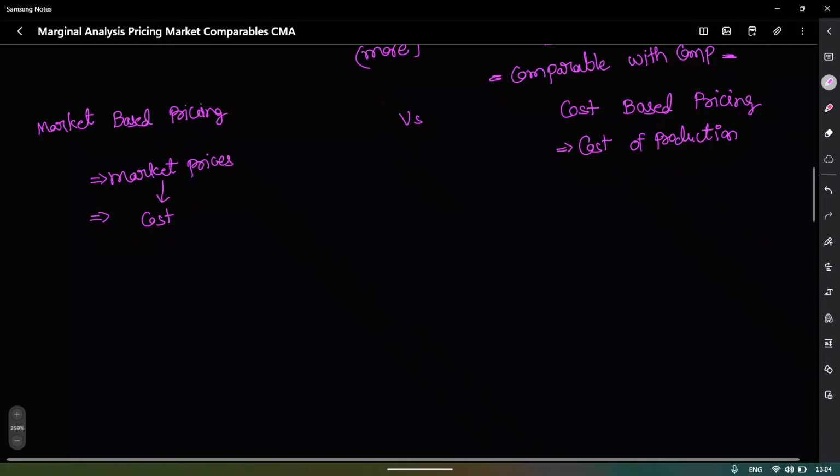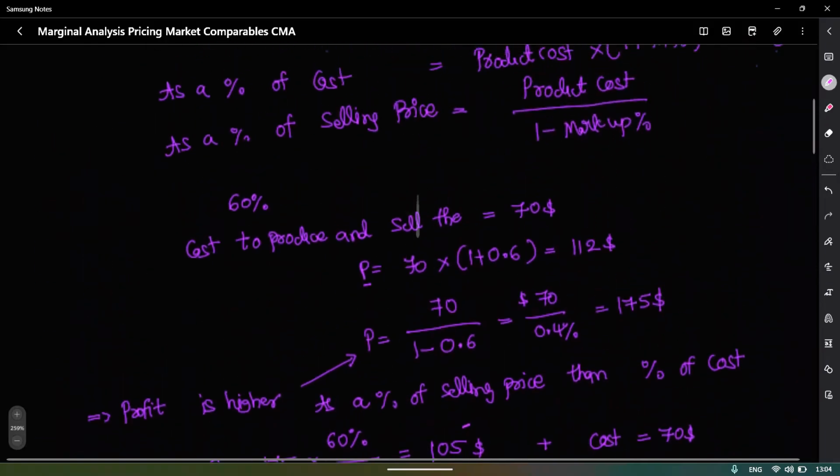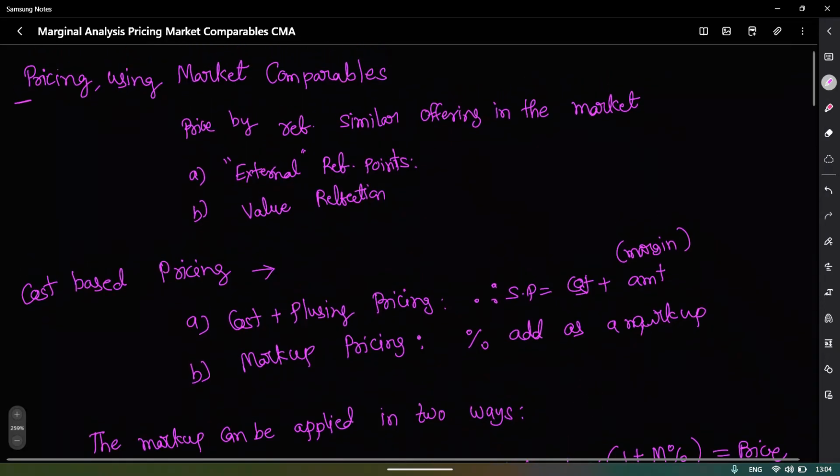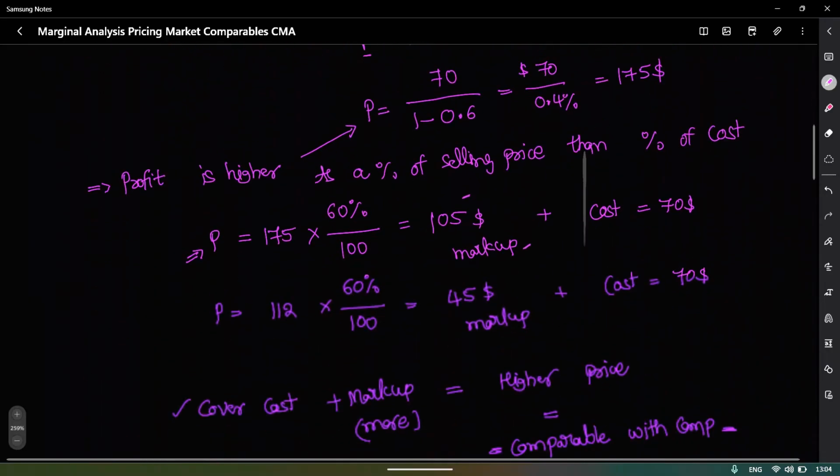Market-based approach, comparables, the first one we are talking about. The market-based approach follows the selling price method, where we went back and calculated from the selling price, deducting the markup.